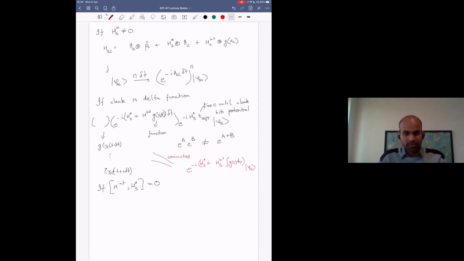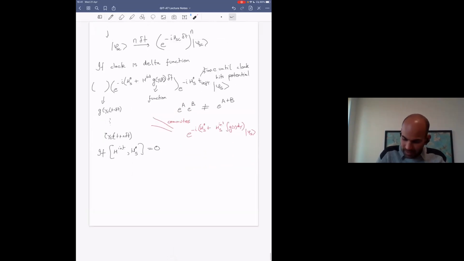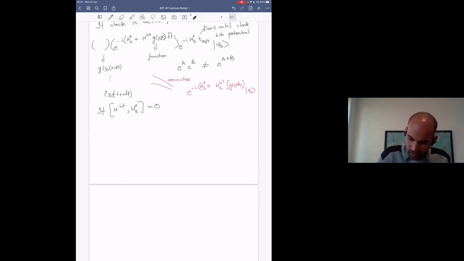But if it does not commute, then we cannot do this, because e to the a times e to the b is not equal to e to the a plus b. It also has terms from the commutator, which means that we simply cannot say, well, once I have the unitary I wish to apply on the system, I can just find what interaction Hamiltonian I need to act with on the system, and by designing this Hamiltonian, it will do the task. A simple way to understand this is the following.